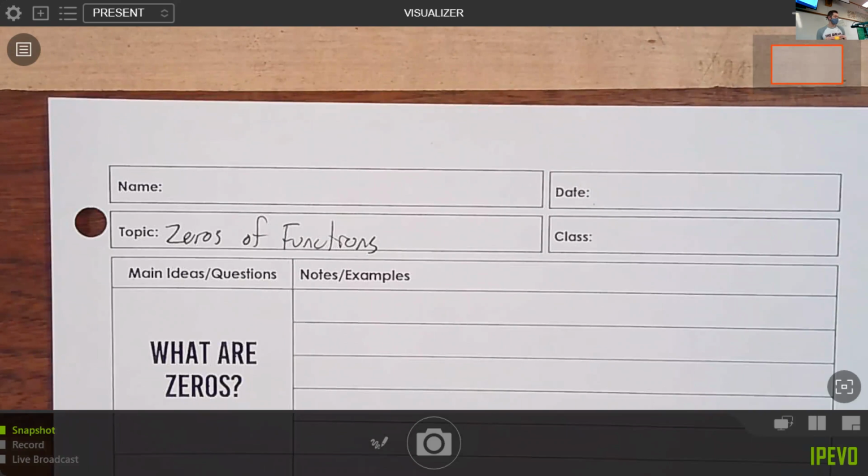And so there are 2 ways that we can figure out where the zeros of a function are. Let's see, Caden, do you need these?